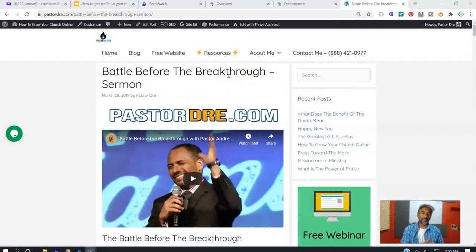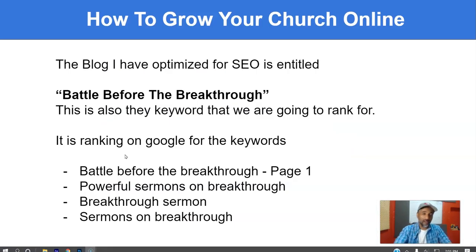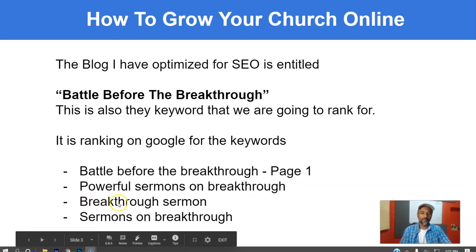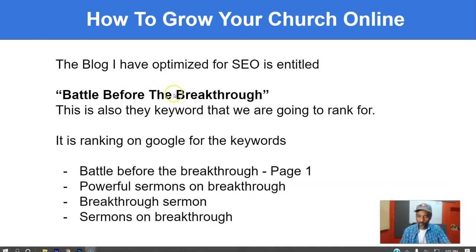Now, those 12 steps that I just showed you, I've used in this blog. And this blog ranks on page 1 of Google for a lot of keywords. Let me show you those keywords real quick. Some of the keywords that the blog is ranking for are "battle before the breakthrough," which is on page 1, "powerful sermons on breakthrough," "breakthrough sermon," and "sermons on breakthrough." So even though you try to rank for one keyword, you could rank for multiple keywords.